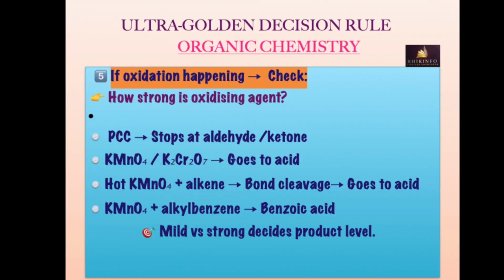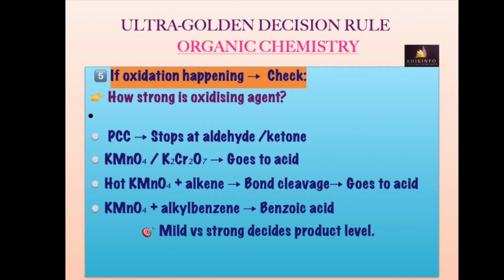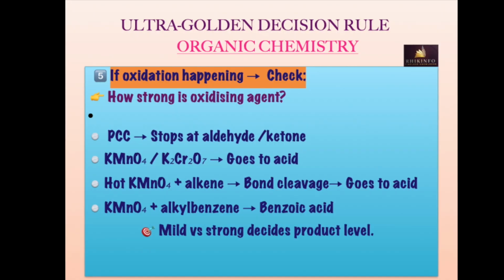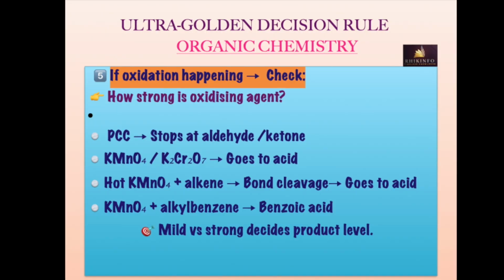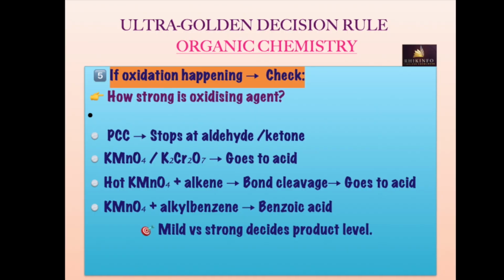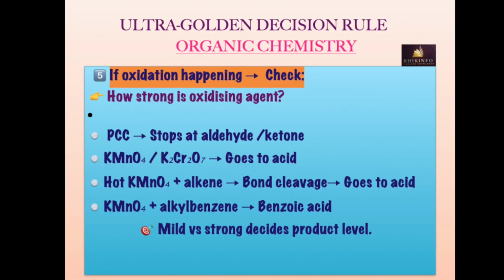Now, moving on to hack number 5. Is oxidation happening? Then check the strength of the oxidizing agent. PCC, mild oxidation, stops at aldehyde or ketone. KMnO4 or potassium dichromate, strong oxidation, forms carboxylic acid. Hot KMnO4 may cause bond cleavage itself. Also note, alkyl benzene on reaction with KMnO4 forms benzoic acid irrespective of the length of the side chain. Thus, strength of the oxidizing agent determines the final product formed.